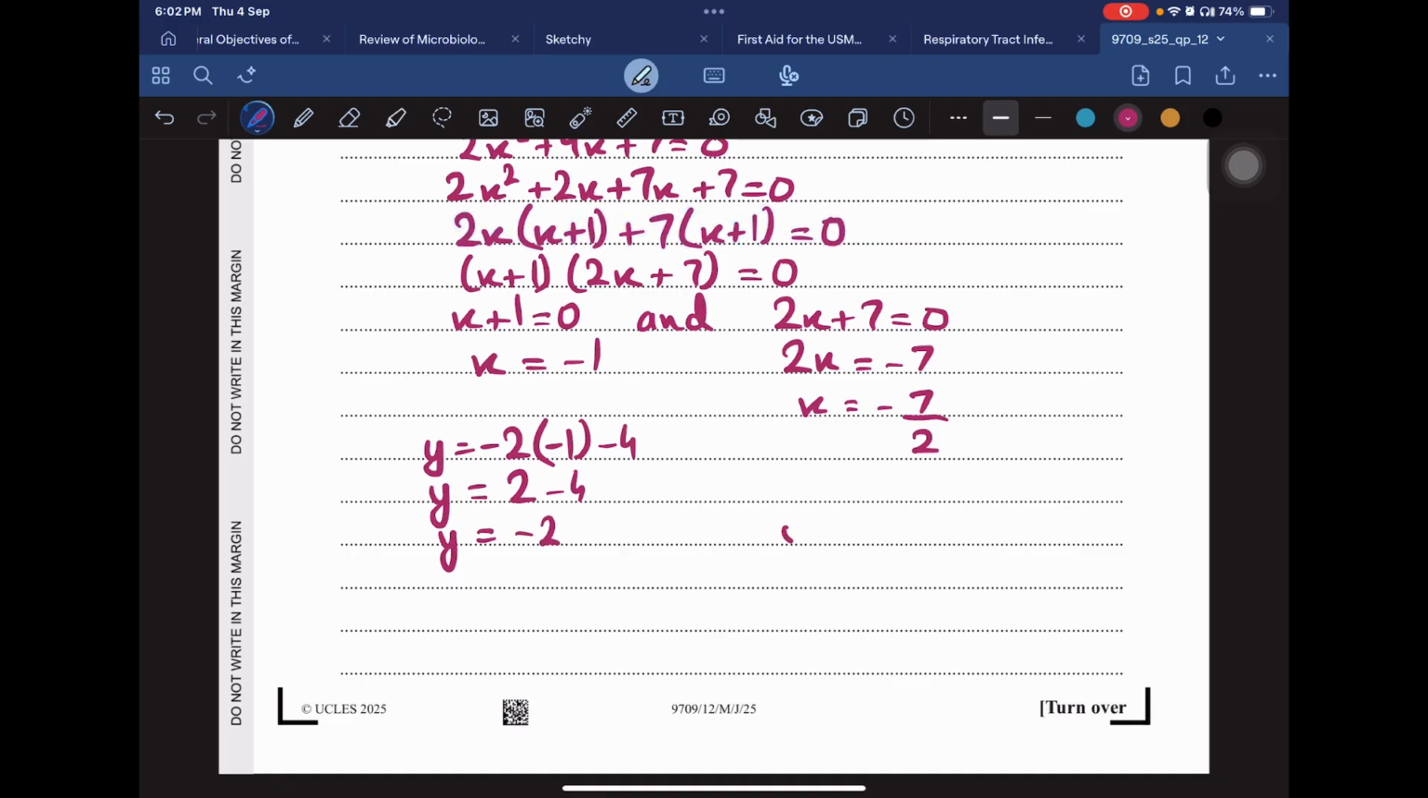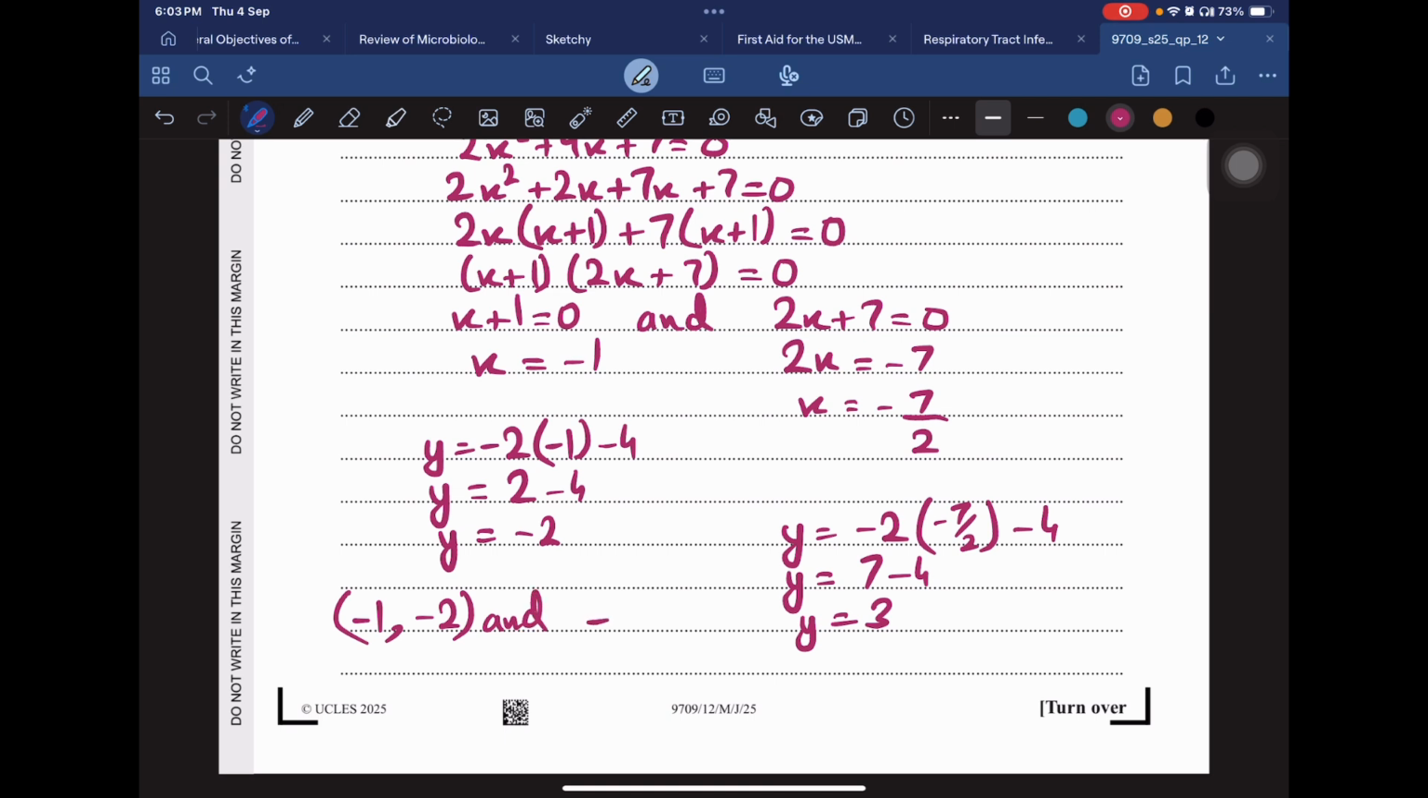And then y equals to minus 2x minus 4. In place of x, we'll have minus 7 over 2 minus 4. Negative 2 times negative 7 over 2 will be positive 7 minus 4. So y equals to 7 minus 4, which will be 3. So our first point is negative 1 comma negative 2, and second point is negative 7 upon 2 comma 3.